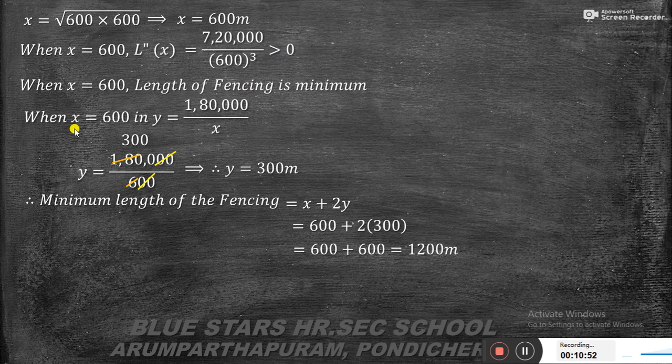Therefore x equal to 600, y equal to 1,80,000 by x. So 1,80,000 by x value is 600. So double 0 cancelled, and now 6 divides the 1,800. So the answer is y equal to 300. So the minimum length of the fencing is x plus 2y. So x value is 600 plus 2 into y value 300. Therefore 600 plus 600, 1,200 is the minimum length of the fencing. So in this problem they ask about the length of the fencing. We find 1,200 meter.